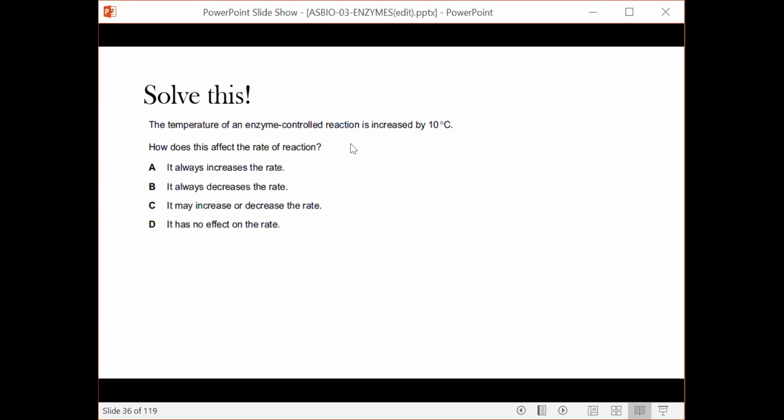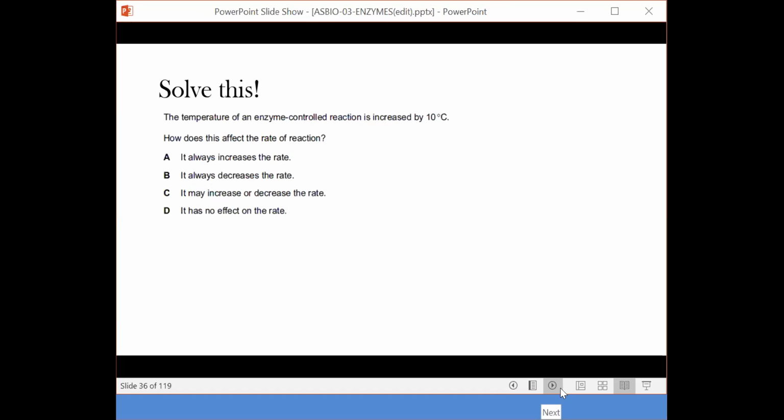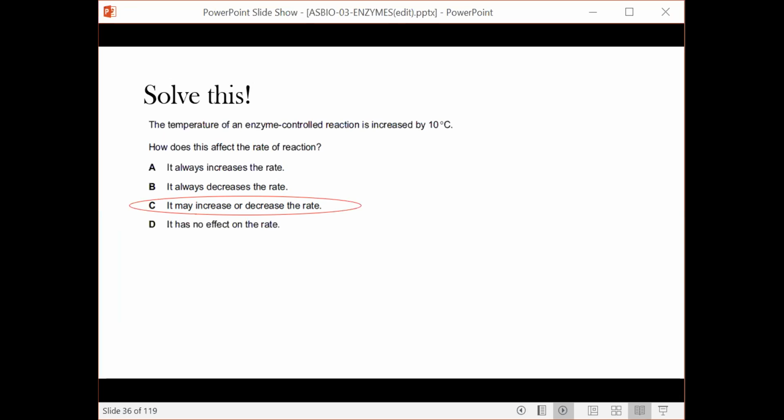The question never mentioned where it had started, just said increase by 10 degrees. What if it was at 0 and then 10? It might increase. What if it was at optimum and then 10? So I think the apt answer should be C. It may increase or decrease because they have not mentioned any other information, whether it was at optimum or not, where it was. So in this case, increasing by 10 degrees, it may affect positively or negatively. The majority of those who gave the C answer, quite good.